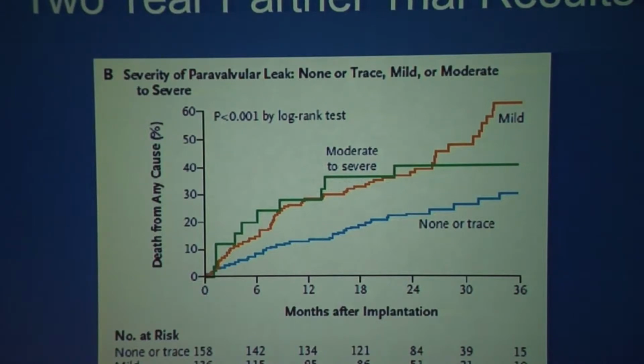moderate to severe AI again was associated with significantly worse prognosis. Here you can see the green line representing moderate to severe AI. But what made news is the orange line, where you saw even a mild amount of AI was associated with poor prognosis.